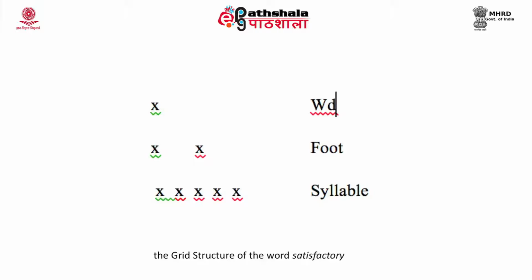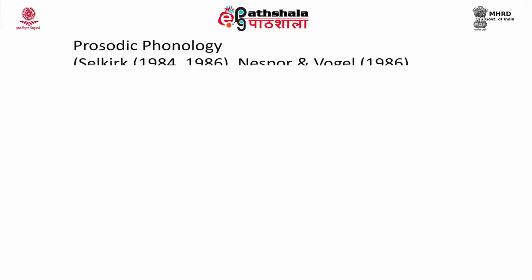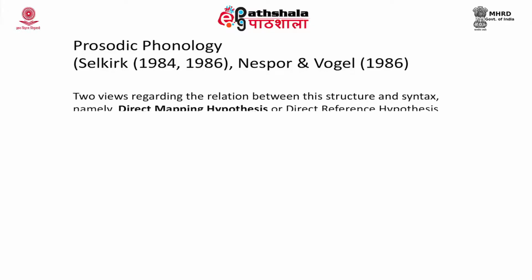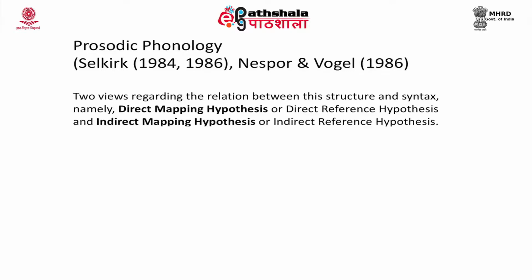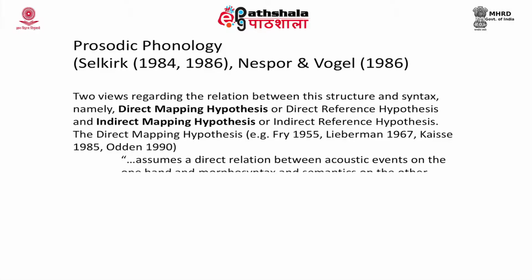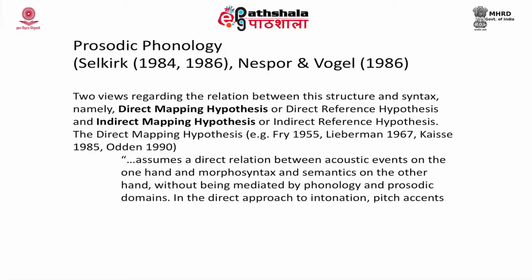There are two types of relationship which are seen between the structures of phonology and syntax. As you know, syntax also deals with phrases and sentences and words, and prosodic phonology also proposes words and phrases and sentences. Now, what is the relation between these two components? There are two different approaches to it. One is called the direct mapping hypothesis, and the other is called the indirect mapping hypothesis. The direct mapping hypothesis, or the direct reference hypothesis, simply says something like this.